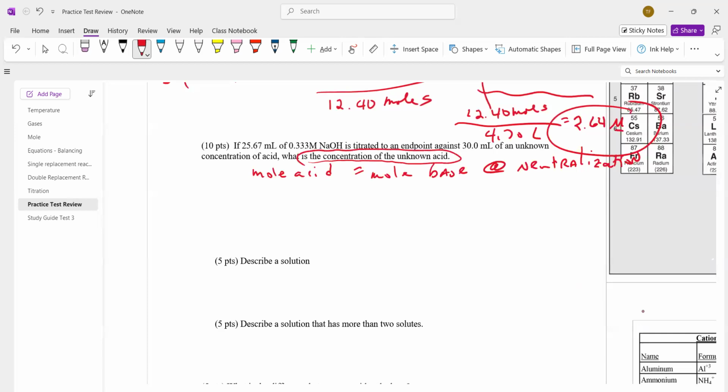By and large, acid-base titrations are done where you don't know the concentration of the acid. So you're titrating with a known base, usually sodium hydroxide, and a known volume of the base based on a burette reading. Okay, so we've got, now these milliliters have to be in liters because it's moles per liter.